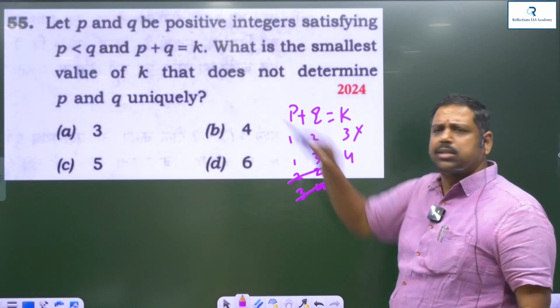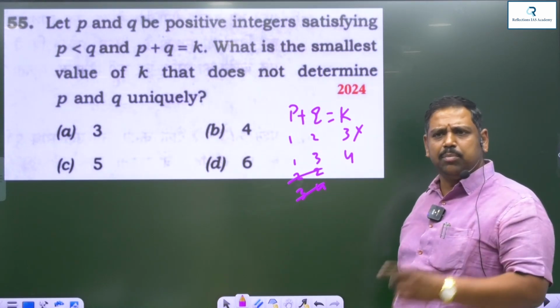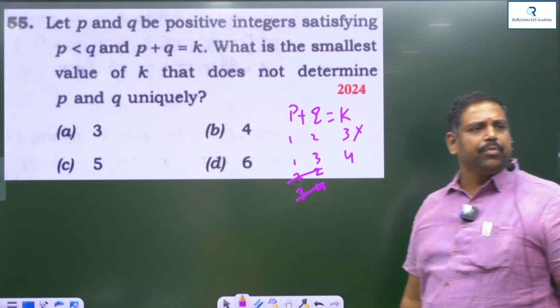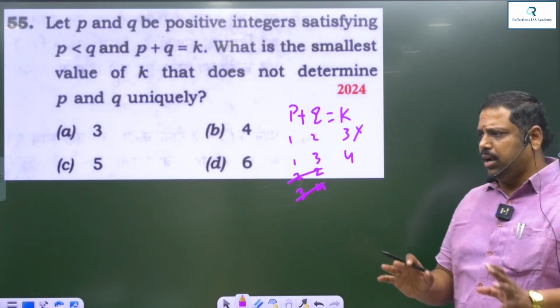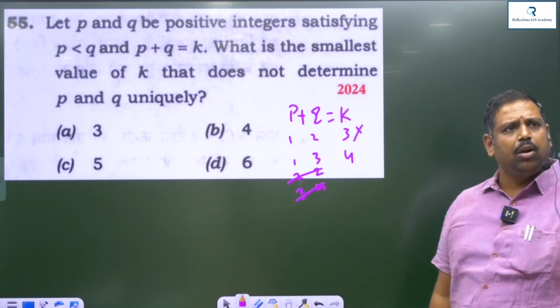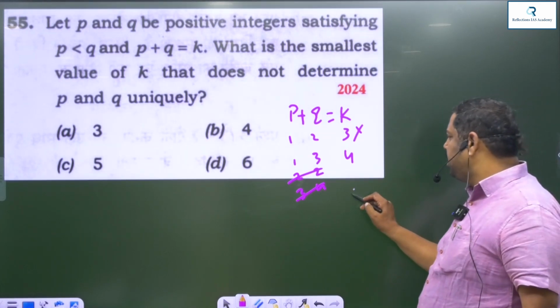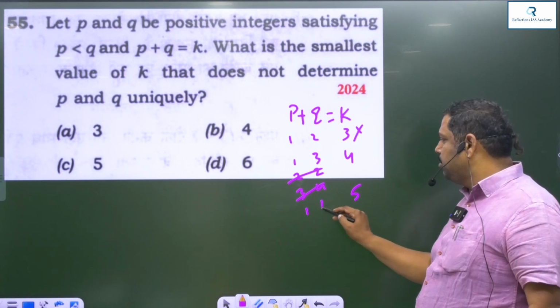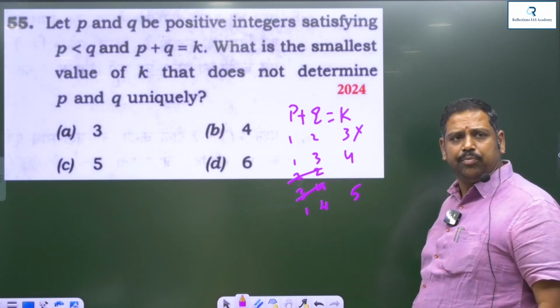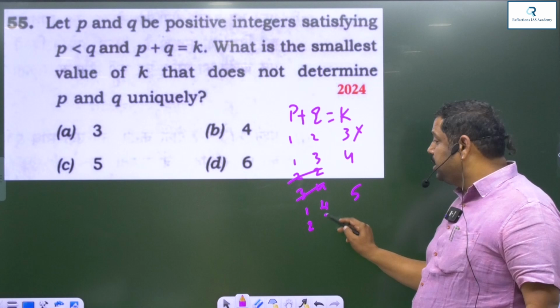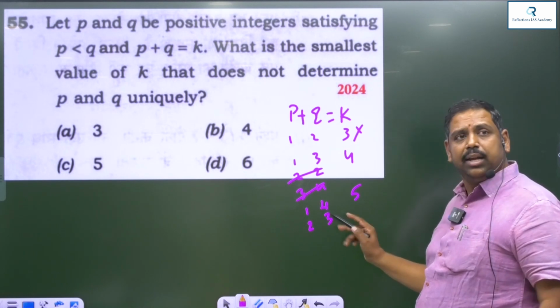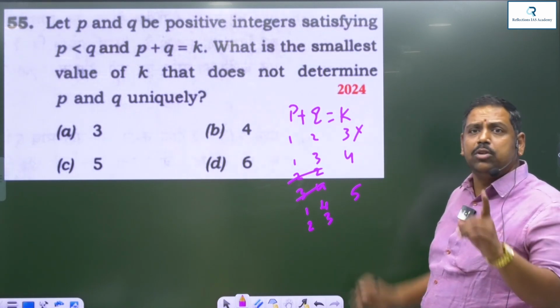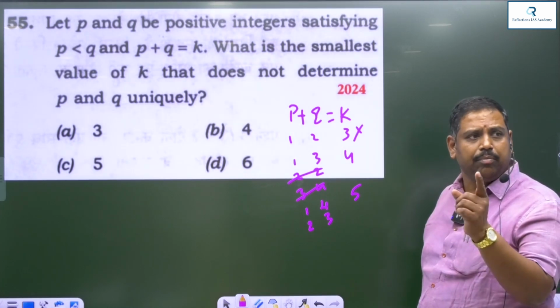Because P is strictly less than Q, means again you are getting P and Q uniquely. Do you need uniqueness, or is ambiguity required? A lot of ambiguity is required. Then keep the K value as 5. Then it can be 1 and 4, where P is less than Q, or it can be 2 and 3, where P is still less than Q. Enough. You are unable to say P and Q uniquely, right or wrong?